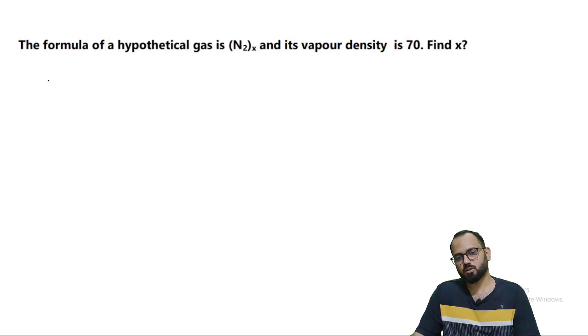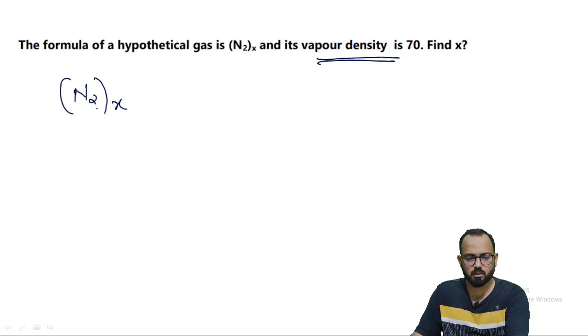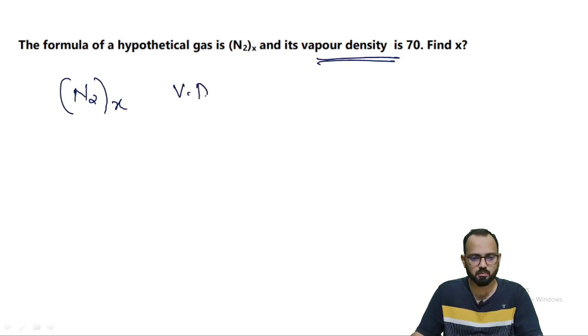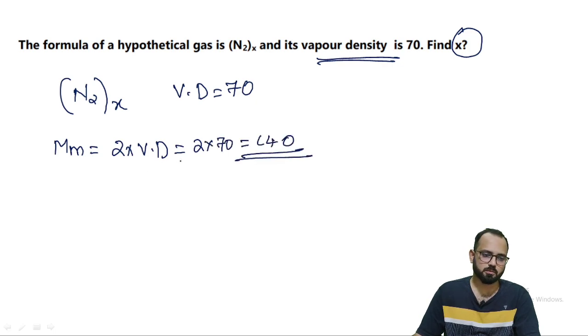Moles of gas is volume by 22.4. Look at this question. We'll solve this question. How we have to make use of the vapor density to find out the formula of the compound. The hypothetical gas they have given is N2X. Its vapor density is 70. We have to find out X. If you get the vapor density, then it's easy to find out the molecular mass, because 2 into vapor density is the molecular mass. So 2 into 70, 140 is going to be the molecular mass.